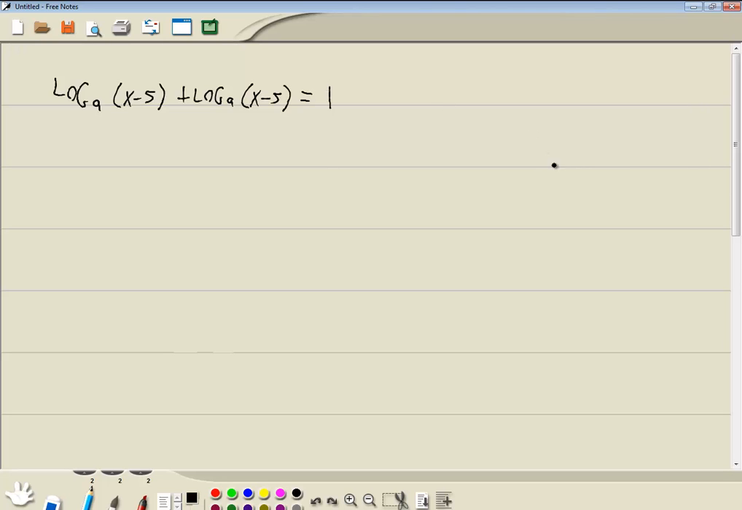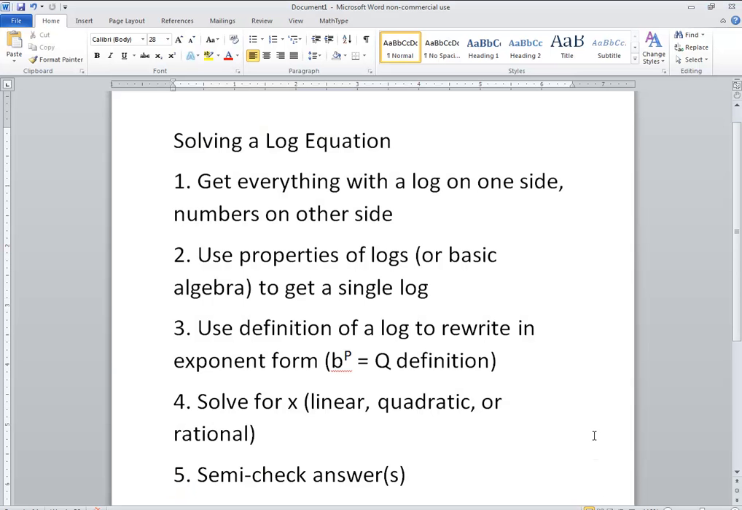Now let's refresh our memory on our steps. Solving a log equation. Step 1: Get everything with a log on one side, numbers on the other side. Step 2: Use properties of logs or basic algebra to get a single log. When you're done with that step, it should simply say log of something. Nothing in front of the log, nothing after it, just log of something. Step 3: Use the definition of log to rewrite in exponent form. This is the b to the p is equal to q definition. Step 4: Solve for x. It will be linear, quadratic, or rational at this point. And then step 5: Semi-check your answer.